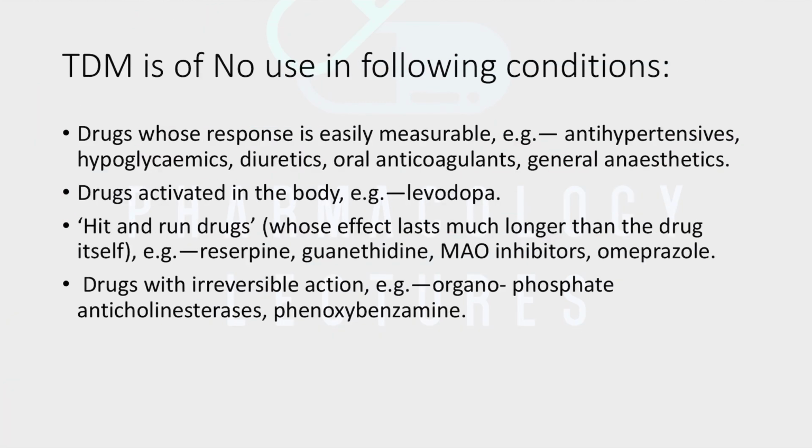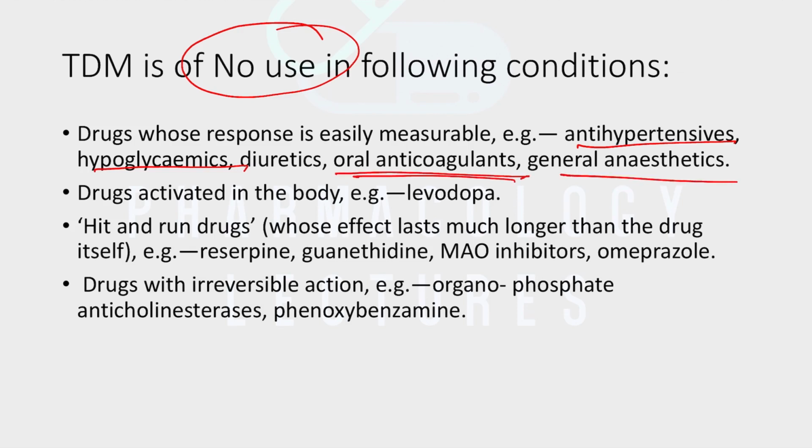Now, in which cases is TDM of no use? Cases where you can measure the response easily. For example, for antihypertensives, we have blood pressure machines. For hypoglycemics, we can check sugar levels easily. For oral anticoagulants and general anesthesia, we have other measures, which are more accurate, so TDM is a bit tedious. In those cases, we generally don't use TDM. We rely on other methods.